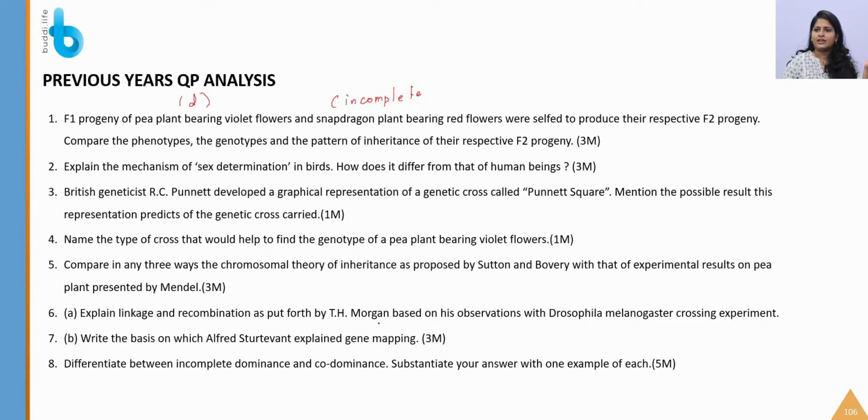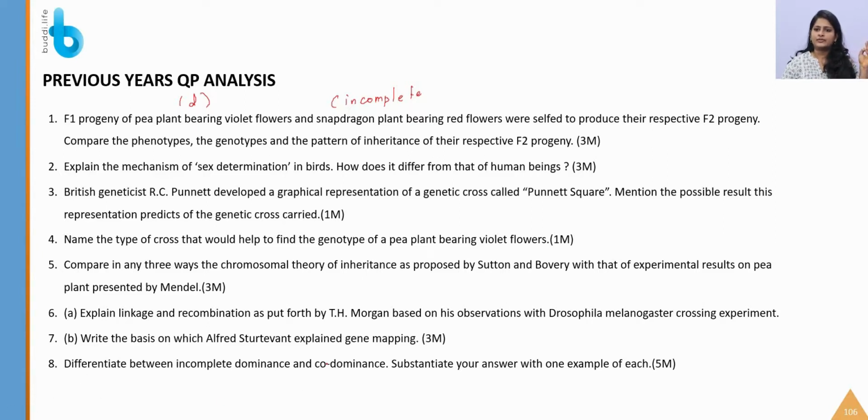Explain linkage and recombination put forth by T.H. Morgan based on his crossing experiment using Drosophila melanogaster. You can tell that when T.H. Morgan crossed the yellow-bodied and white-eyed Drosophila, what happened? Here the parental combinations were more frequent than the recombinant ones. Why? Because the genes were closely linked. And then again they have asked a question about genetic mapping. You can mention the principle about that.